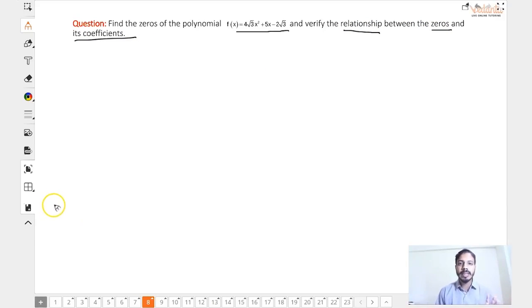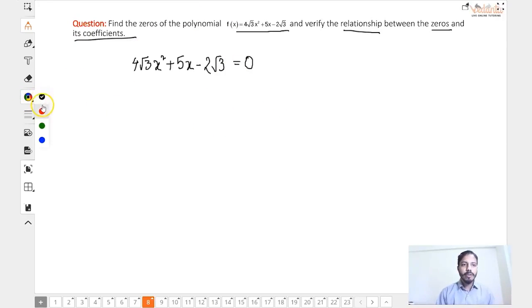Now, this is a very important question, and you may get these types of questions in your exam. Now let me see what is the polynomial first of all. So 4 root 3 x square plus 5x minus 2 root 3. Let me say this is equal to 0. Now guys, see, I solve these types of problems by splitting the midterm. Now if you carefully see, what is a midterm? Midterm is 5x. Whereas what is this term and this term? Each of them are 4 root 3 and 2 root 3.